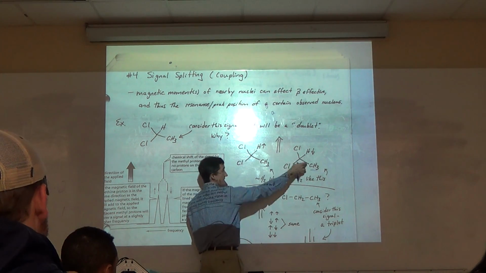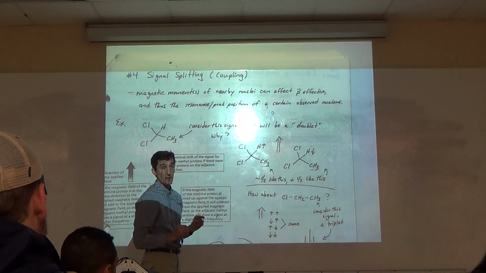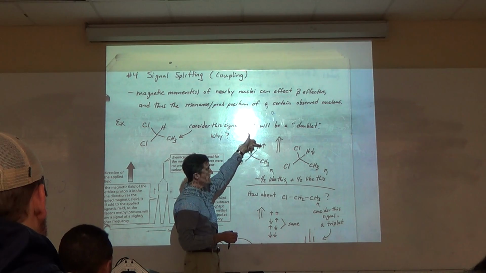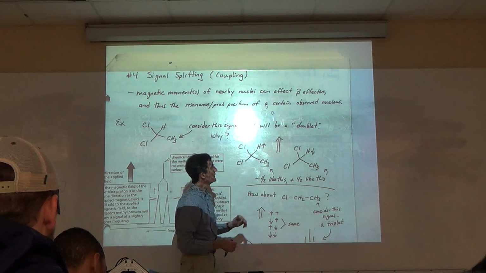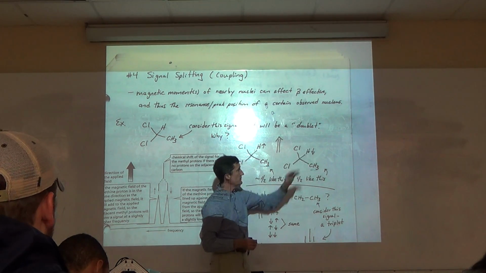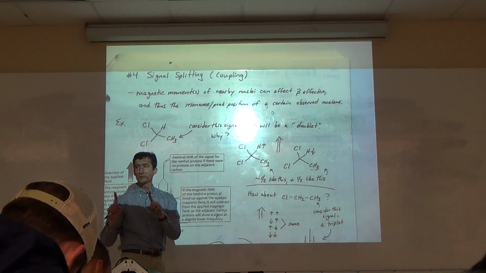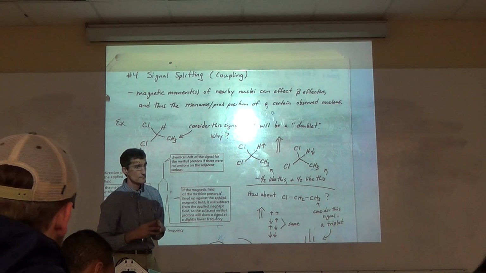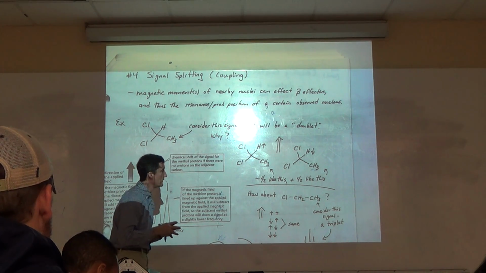In the end, it's like two signals. Some of the methyls give a signal based on the neighbor being in this form. Some of the methyls give a signal with the neighbor based on that. We don't call it two signals. We call it a doublet. Okay?